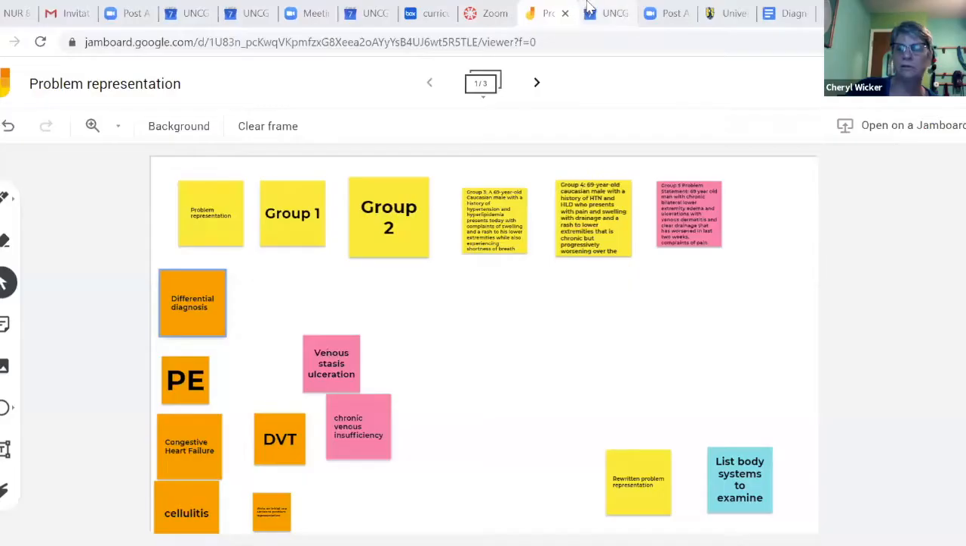And then their group instructions were to look from their Google Doc, develop a 1-sentence problem representation, and then go to their link on Jamboard, and they're going to interact with that link. Now before, and then they had specific instructions.